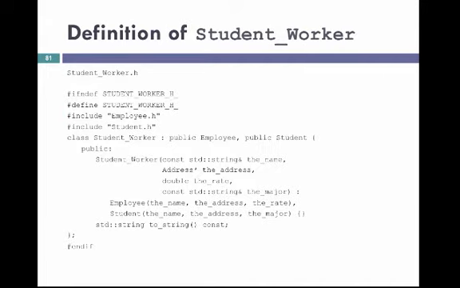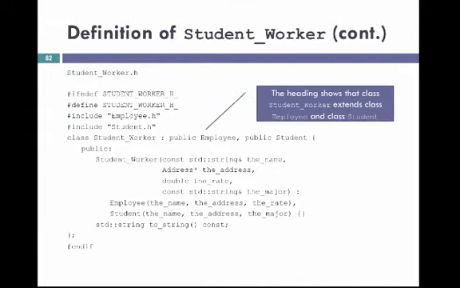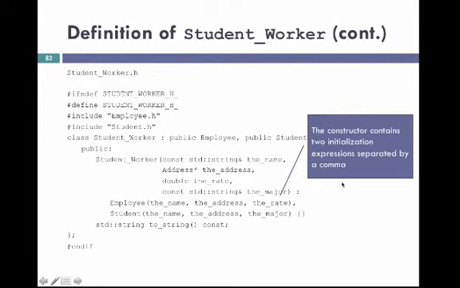Here's the definition of the student worker class. This is how you specify multiple inheritance in C++. So the student worker class extends employee and student. Now the constructor has two initialization expressions that are separated by a comma. So here's an employee initialization expression followed by student.